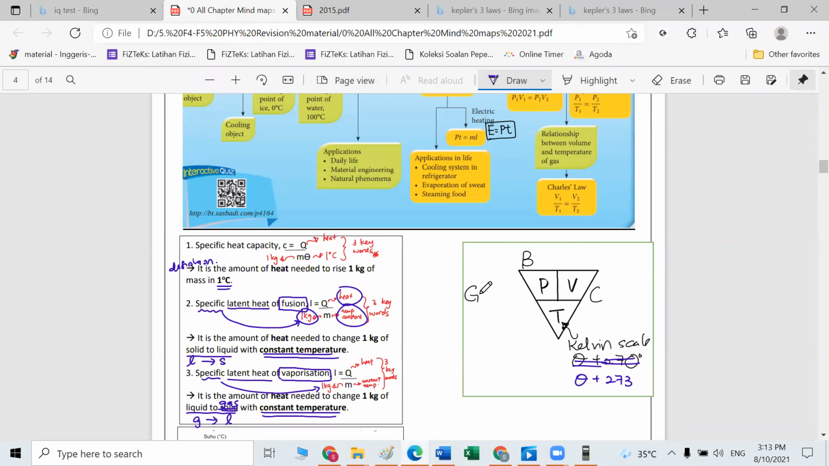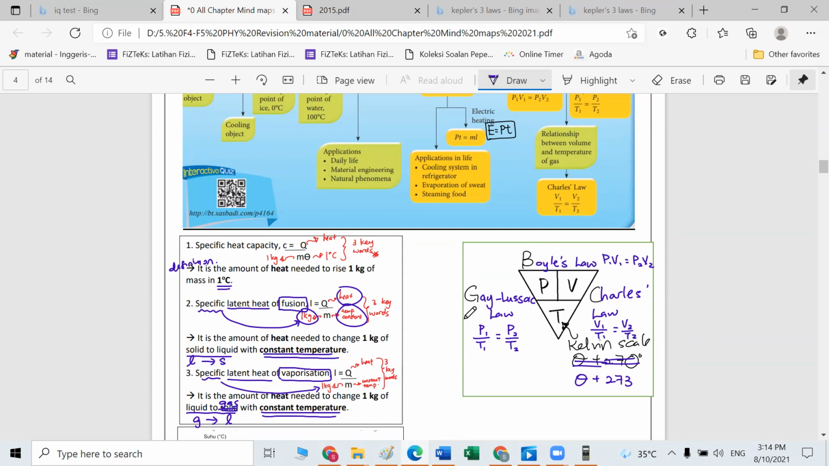Okay, so now next one, this is Gay-Lussac's law, which is P1 over T1 equals to P2 over T2. This is Boyle's law, P1 V1 equals to P2 V2. Then this is Charles' law, V1 over T1 equals to V2 over T2.